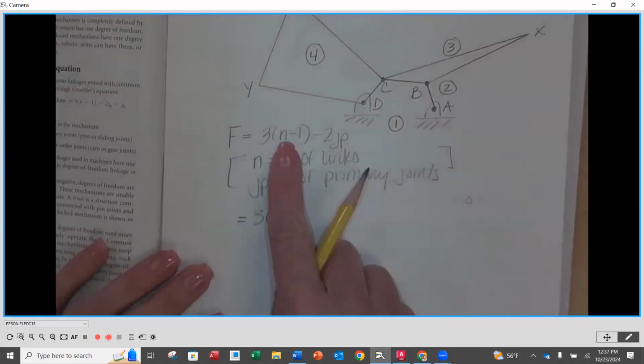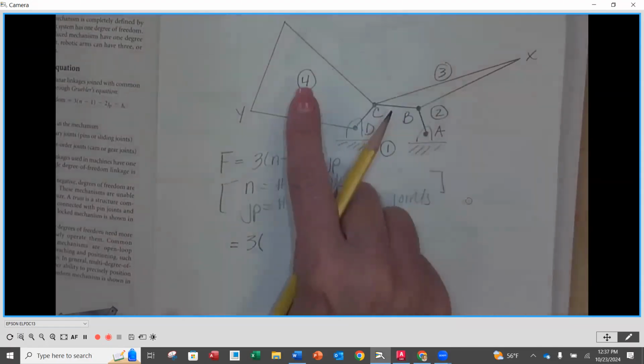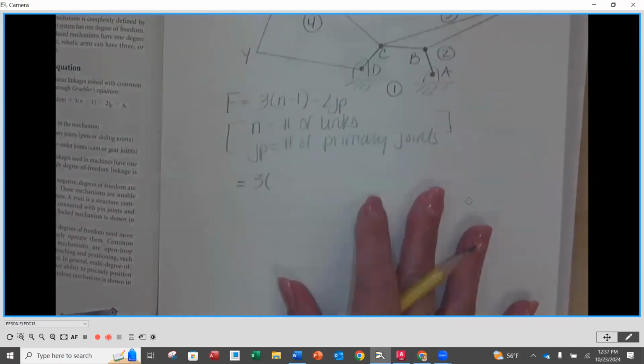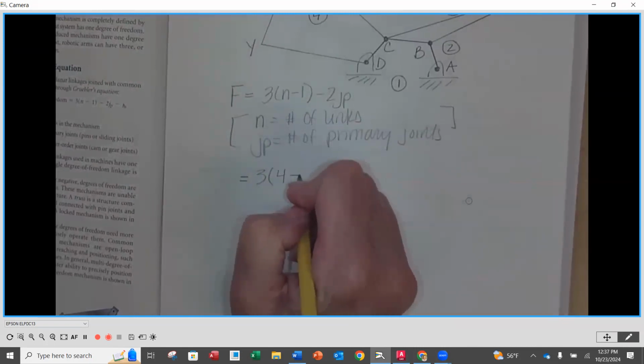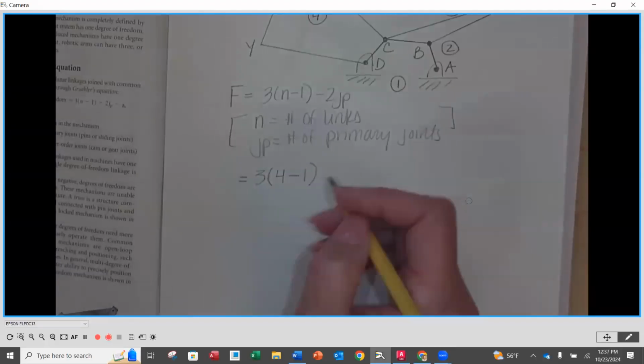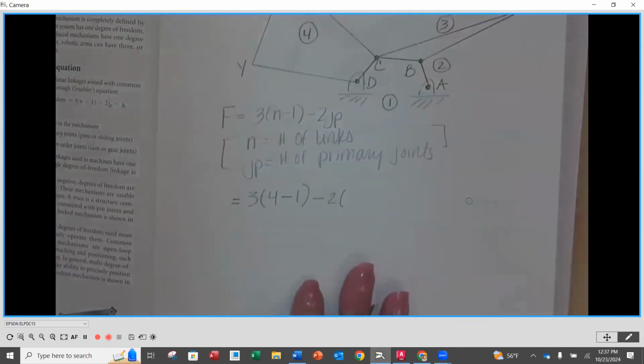3 times now N, the number of links. I look up here and ask, what was the highest number link that I identified? It was number 4. So the frame is always included in the number of links. It just happens to be a link that doesn't move. So 4 is going to go in here, minus 1. It's the equation minus 2 times the primary joints.